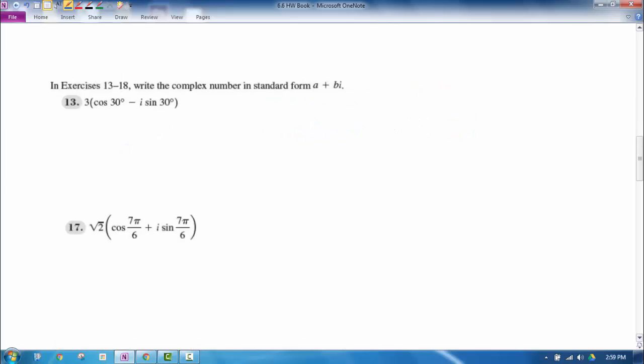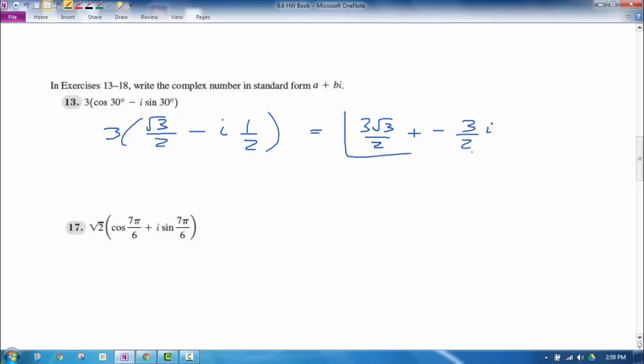Okay, we've already kind of done this, but going the other way around, the cosine of 30 is square root of 3 over 2, so this would be 3 times the square root of 3 over 2 plus i times the sine of 30, which is 1/2. So when you distribute and simplify, you just get 3 square root of 3 over 2 plus 3/2 i. So there's my a plus bi form, where a is going to be this number and b is going to be this number.